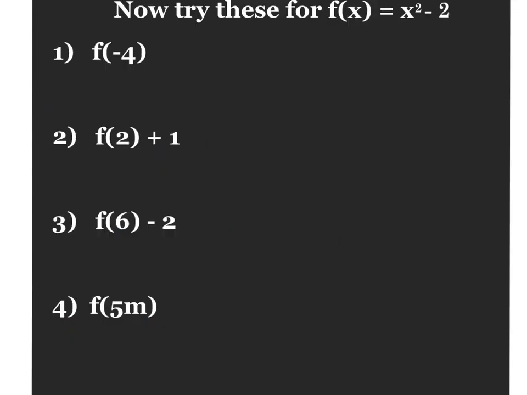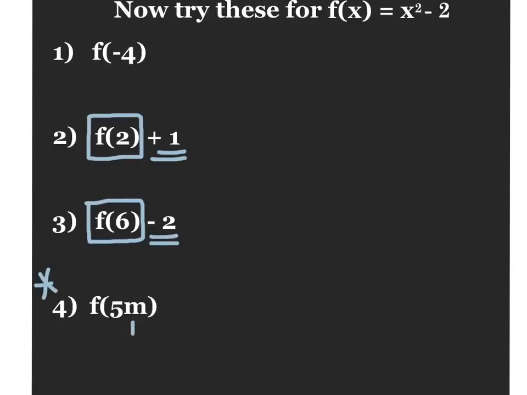Okay, I'm going to go ahead and have you try a few more, but before you do that, if you notice there's something that looks a little bit different here. Number 2, you're supposed to find f of 2, and then at the end, after you get your answer, that's when you add 1. Same thing with number 3, you're going to find f of 6, and then at the end, subtract 2. Be careful with number 4, that's a tricky one. Your answer should have an m in it because you're going to be plugging in 5m where the x is. Go ahead and try it.